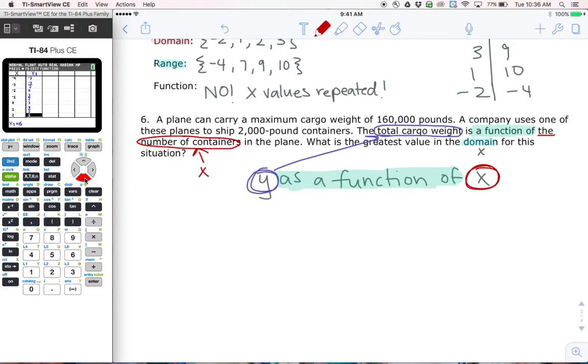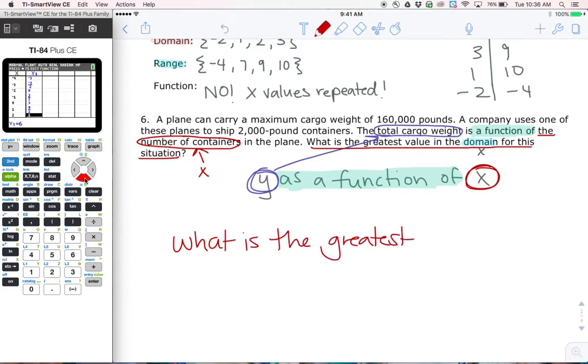Finally, this problem is making sense. I can decipher what they're really asking me here. They said, what is the greatest value in the domain for this situation? What is the greatest x value in this situation? In other words, what is the greatest number of containers, right? We figured out that was x, which is the domain. What is the greatest number of containers?